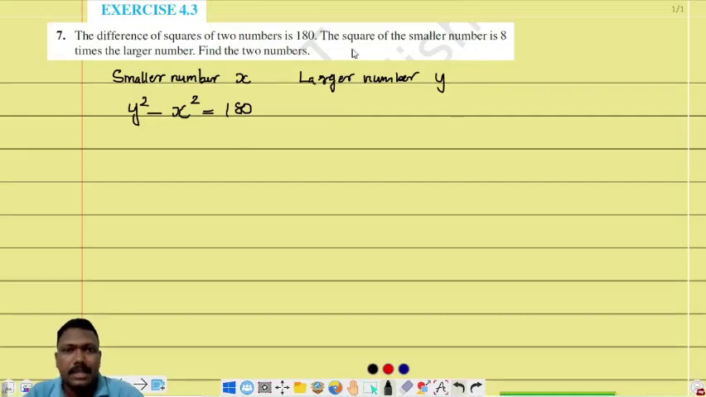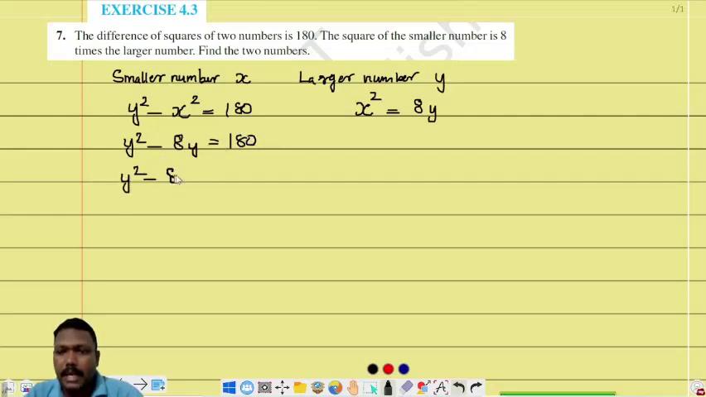Now what is the second condition? The square of the smaller number, which is the smaller number here, x, is 8 times the larger number. 8 times the larger number means 8 into y. So x squared is equal to 8 into y. Now you can replace this one, that is y squared minus, instead of x squared we can write this 8y, 8y is equal to 180. That is y squared minus 8y minus 180 is equal to 0.